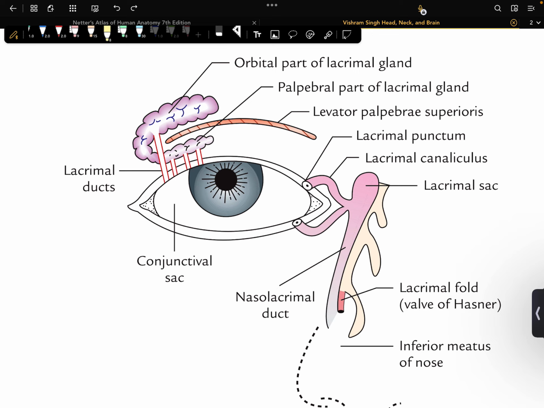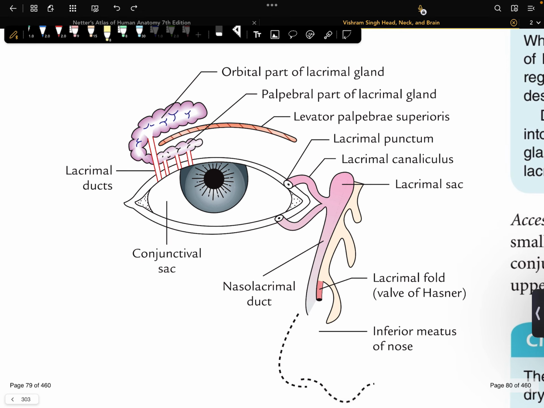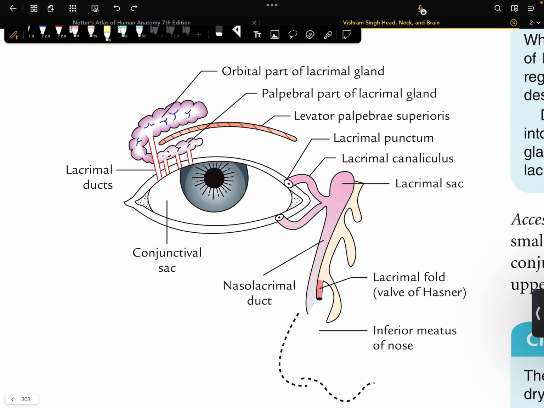First of all, I will give you a brief orientation about what this picture looks like. In the upper part of this picture you can see the lacrimal gland.